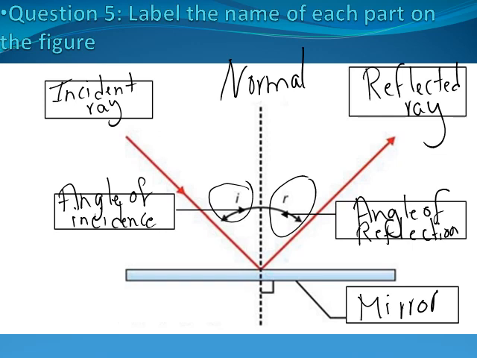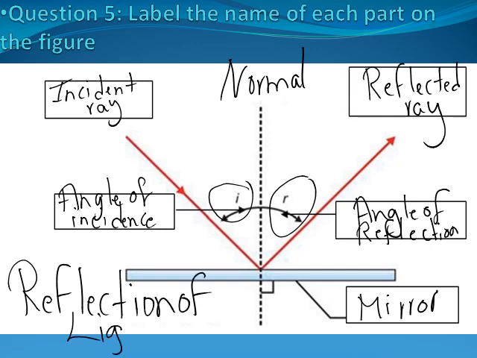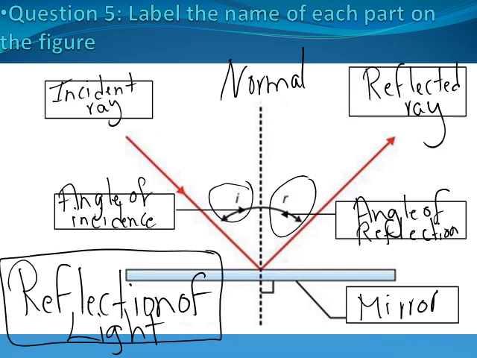For example, if I told you to give a title for this figure, what is the title of this figure, or what is the phenomenon shown in this figure? You have to say simply reflection of light. This figure shows reflection of light. For example, if I ask you, what can you say about the angles I and R? You have to say these angles are equal. Angle of incidence is equal to the angle of reflection. Okay, good luck guys.